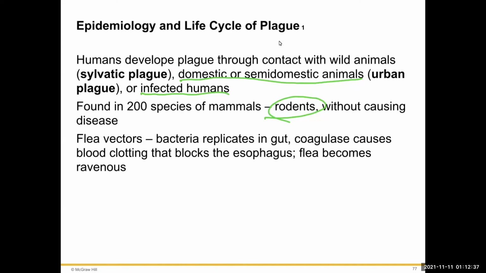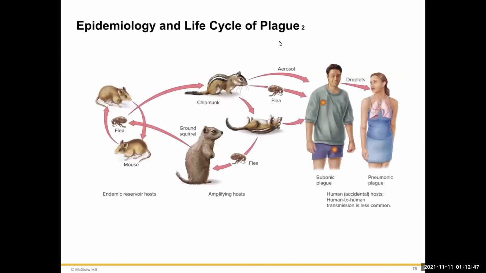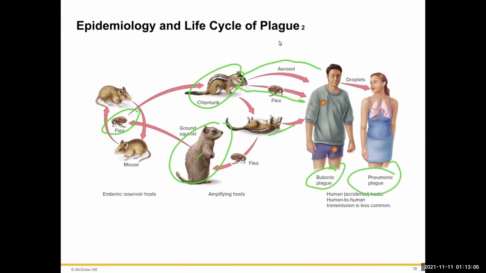Flea vectors: the bacteria replicate in the gut. Coagulase causes blood clotting that blocks the esophagus, and fleas become ravenous and feed on those areas. So this is usually what we have here: the flea, the chipmunks, and through aerosols or through another flea biting an affected squirrel, it can feed into humans by droplets, and that's the bubonic plague and the pneumonic plague. So droplets become the pneumonic plague. Infection by a flea, if it bites you, can be the bubonic plague.